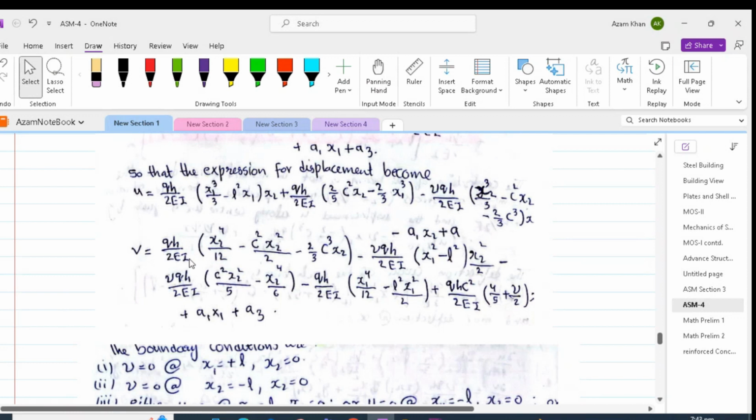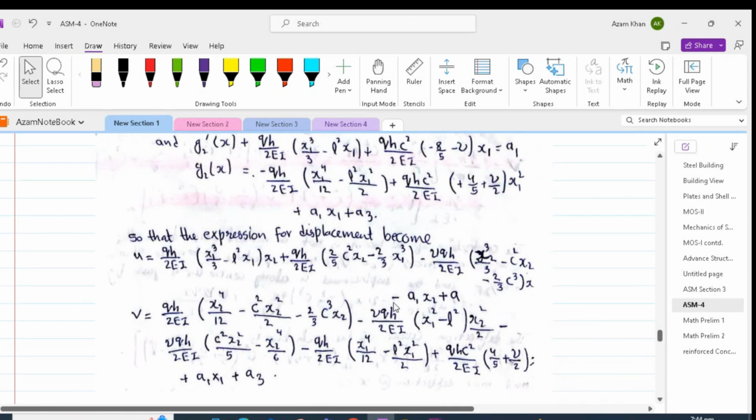v will be equal to (qh/2EI)[x2⁴/12 − c²x2²/2 − (2/3)c³x2] − ν(qh/2EI)[x1² − L²]x2²/2 − ν(qh/2EI)c²[x2²/5 − x2⁴/6] − (qh/2EI)[x1⁴/12 − L²x1²/2] + (qhc²/2EI)[4/5 + ν/2]x1² + a1x1 + a3.